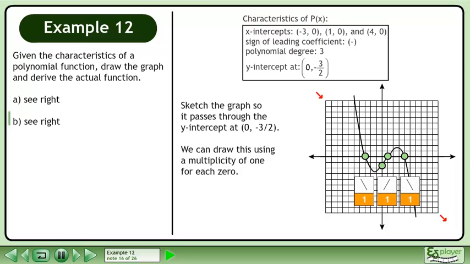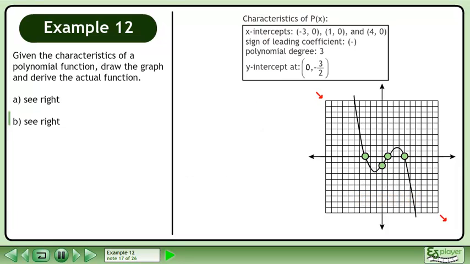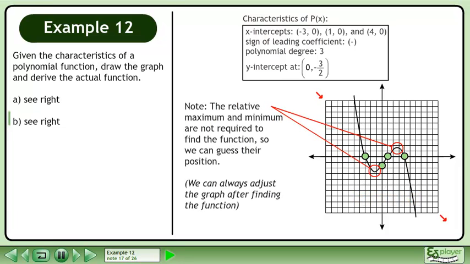Sketch the graph so it passes through the y-intercept at (0, -3/2). We can draw this using a multiplicity of 1 for each zero. Note that the relative maximum and minimum are not required to find the function, so we can guess their position. We can always adjust the graph after finding the function.